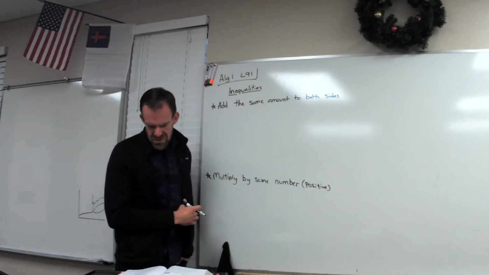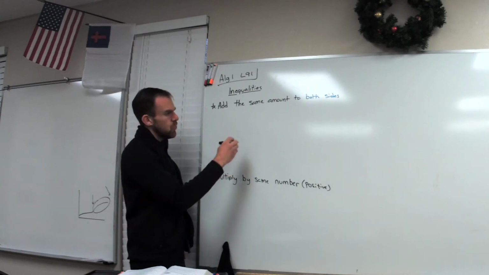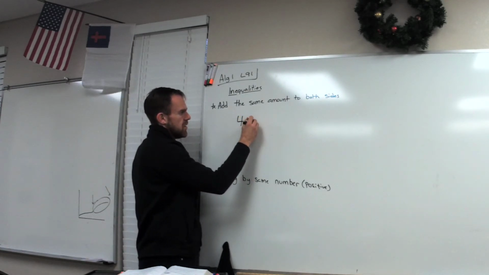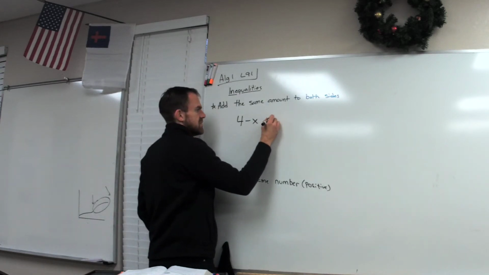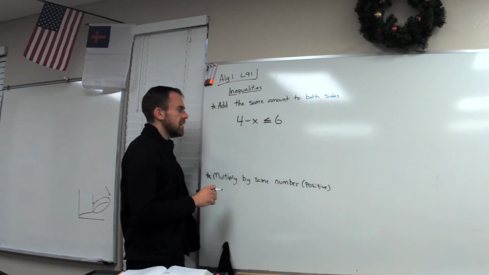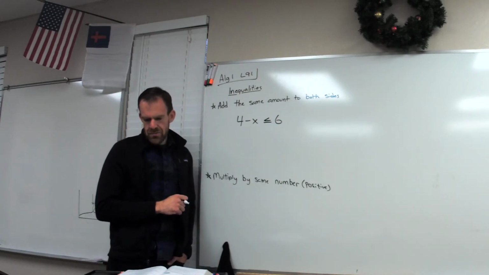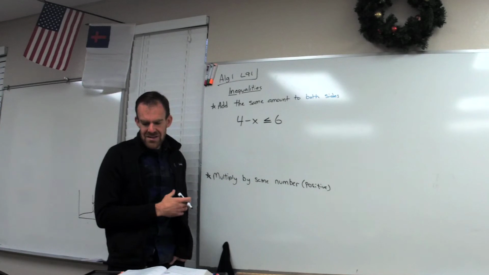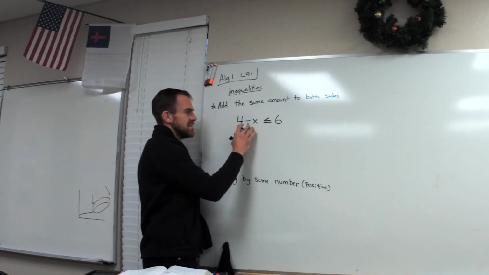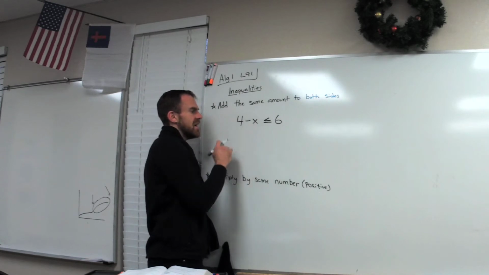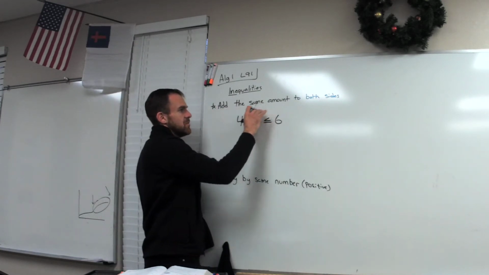So let's try this one first. We have 4 minus x is less than or equal to 6. Okay, so here I can add the same amount to both sides. And since I don't want to multiply by both sides, I can simply add x to both sides and remove the 6. Right? Because I can add the same amount.